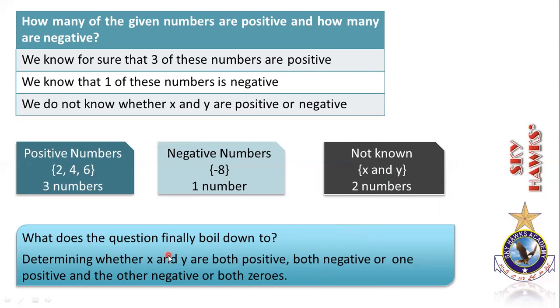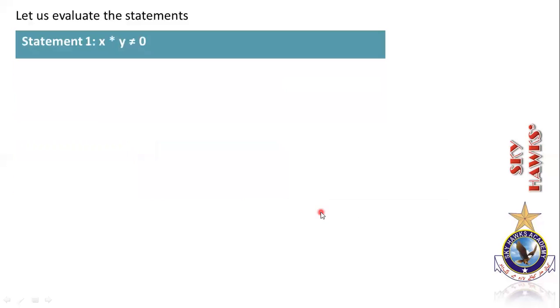What does the question finally boil down to? We will have to find out the nature of X and Y. So this is the main point of the question, the climax. Now let's see statement one. Let us evaluate these statements.